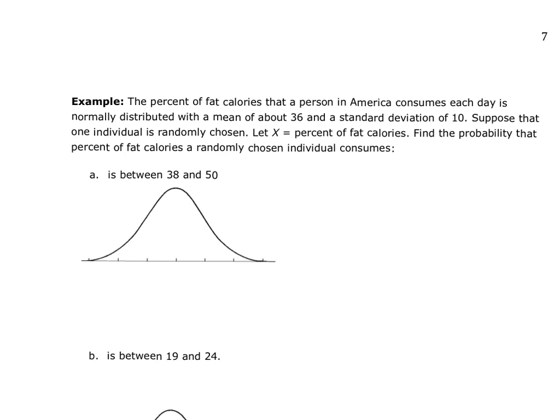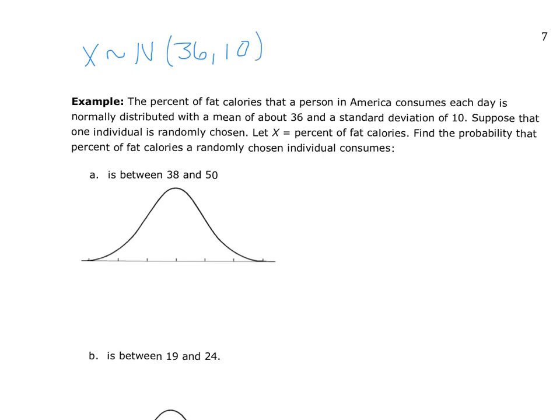Okay, here is one more example. If you haven't done this already, I would suggest pausing, working through this on your own, and then looking at it worked through. So let's start off by defining the random variable. We've got x is the percent of fat calories, and we're told that those are normally distributed. So x is normal with a mean of 36 and standard deviation of 10.